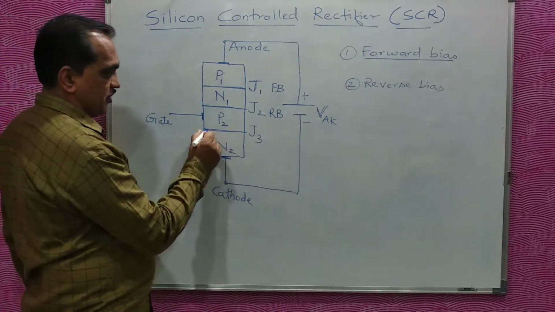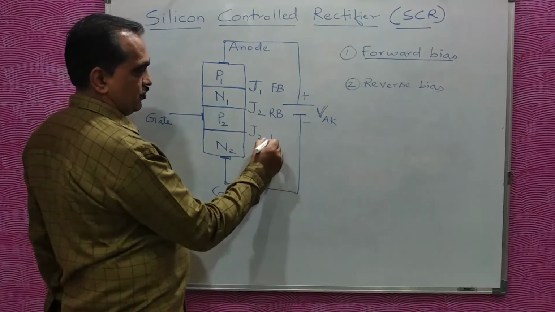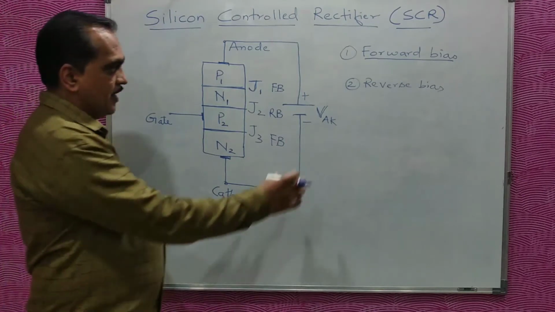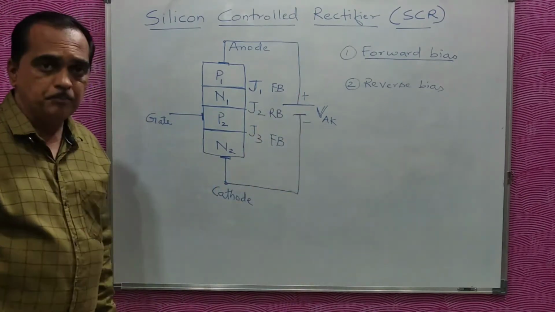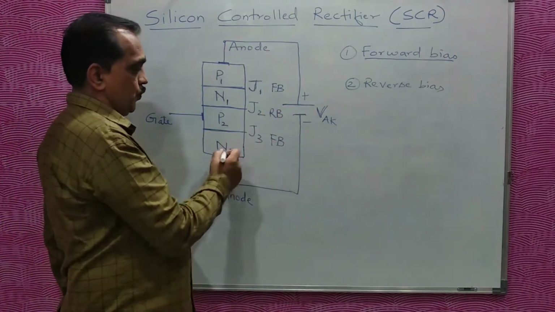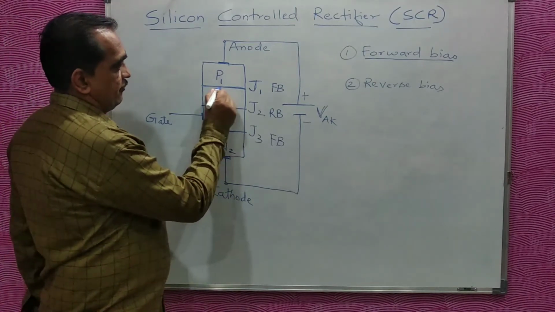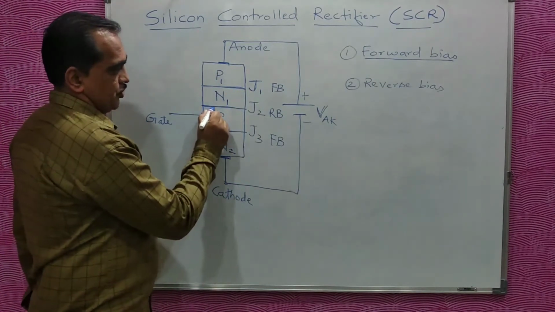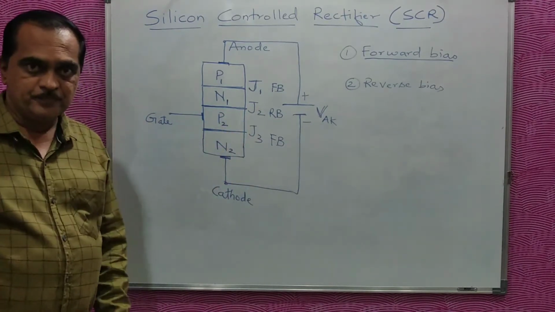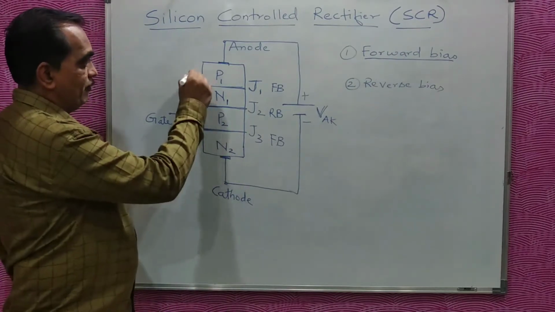Similarly, if you see junction J3, P will be connected to positive, N will be connected to negative. So junction J3 will be forward biased. So if you apply a voltage like this between anode and cathode, where anode is made positive with respect to cathode, then junction J1 will be forward biased, junction J2 will be reverse biased, junction J3 will be forward biased. Now J1 and J3 are forward biased, so no problem, current can flow.